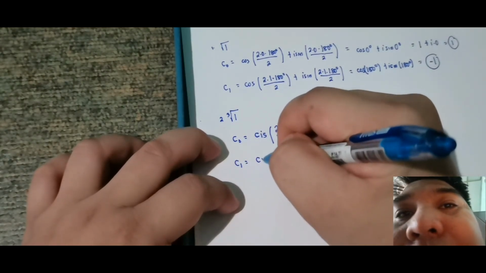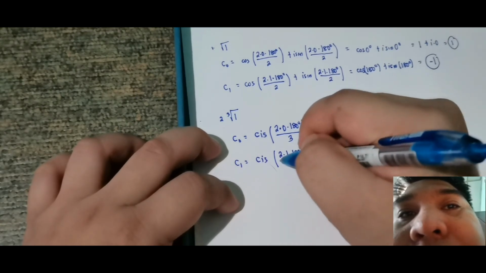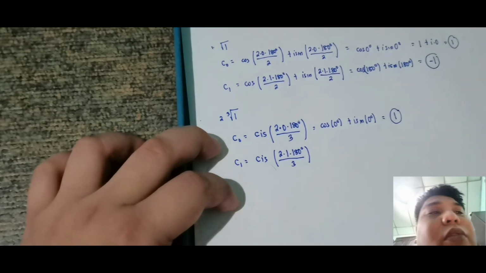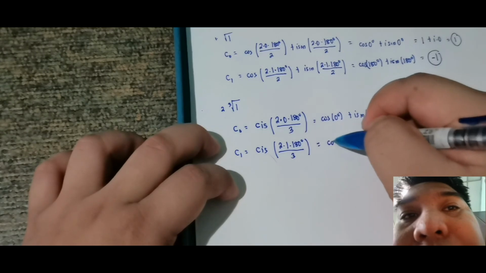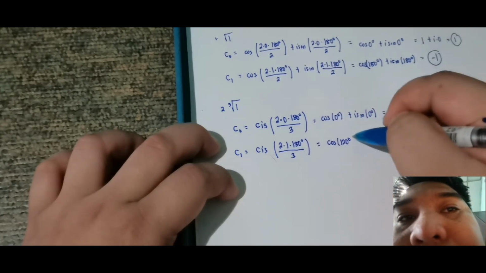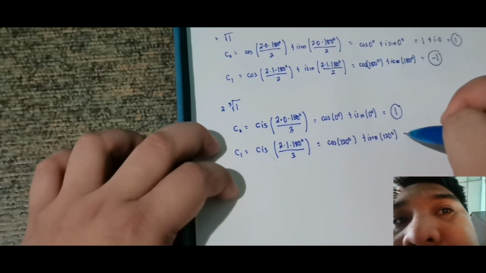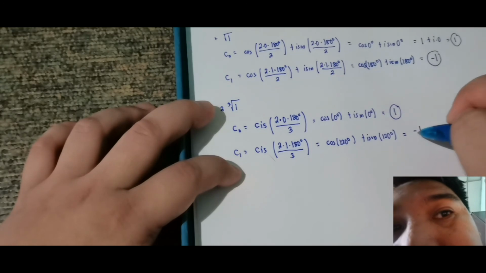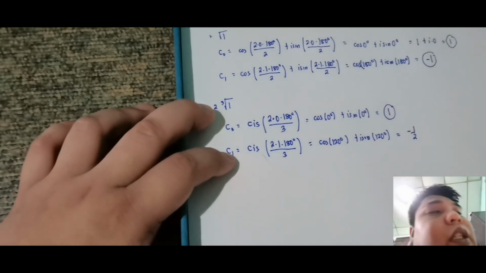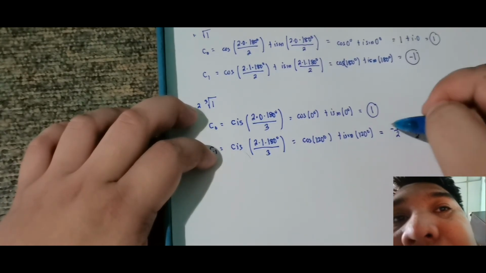C sub 1 is cis of 2 times 1 times 180 degrees all over 3. So, 2 times 180 is 360 divided by 3 is 120 degrees. Therefore, this is cosine ng 120 degrees plus i sine ng 120 degrees. Then, solve natin yan. Cosine 120 degrees is negative 1/2. Sine 120 degrees is square root of 3 over 2. So, that is plus i square root of 3 over 2.